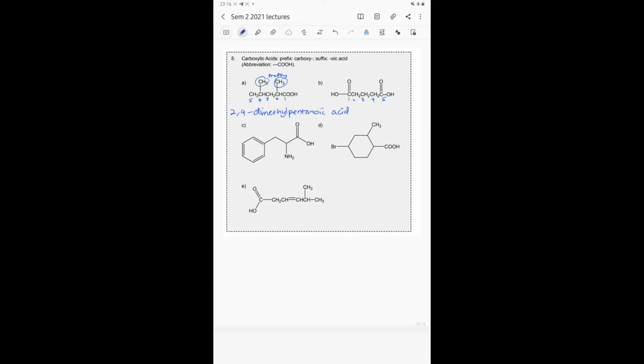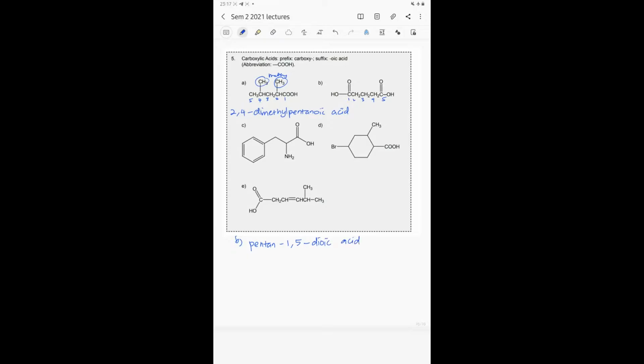So what is the name of this carboxylic acid? There are 2 ways to give the name. Whether you start with pentan, and then the position of the COOH is at carbon number 1 and carbon number 5. Pentane-1,5-dioic acid.